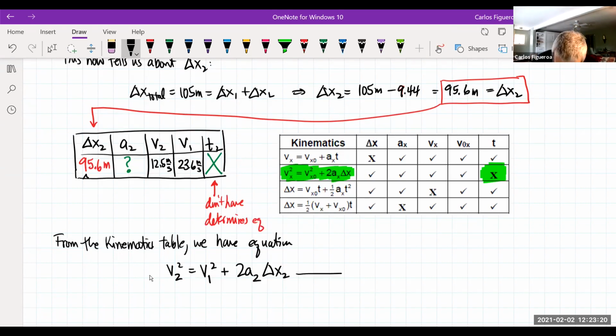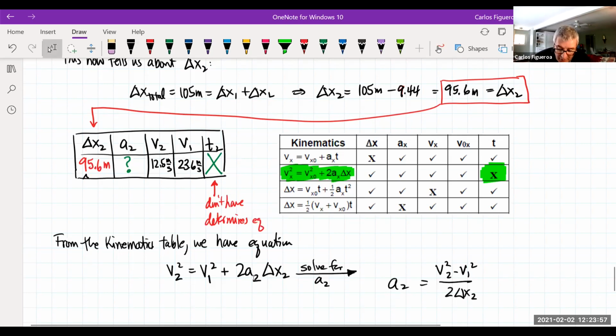Now what am I going to do? I'm going to solve for a2. If I solve for a2, look what I've got to do. I'm going to bring the velocity v1 squared to the other side, so I'm going to get v2 squared minus v1 squared. But note that the acceleration is multiplied by 2 times delta x2, so I've got to divide that out. Then I'm going to get 2 delta x2. And here's my acceleration value right there. I'm going to run out of space, so I'm going to move this over here a little bit.